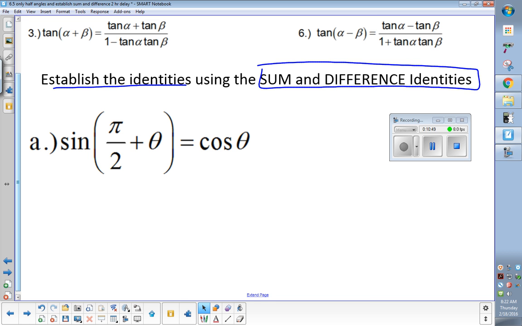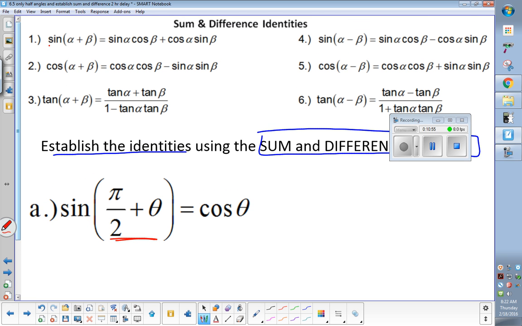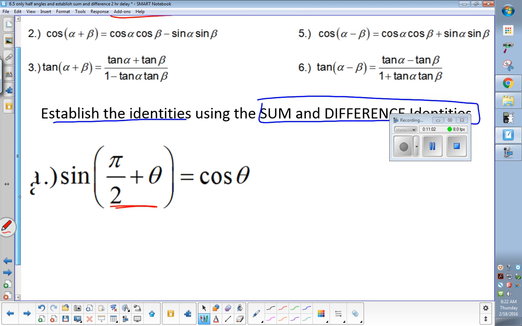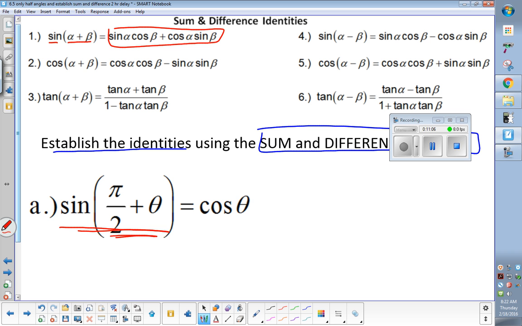So we look at this problem here. It's a sine problem, and we're adding. So we're going to look at our formulas up here. I've got sine, and we're adding. Hey, those are the same thing. So we're going to use this formula right here. Okay, so on this left side, I'm going to replace this whole thing with what we have up there.